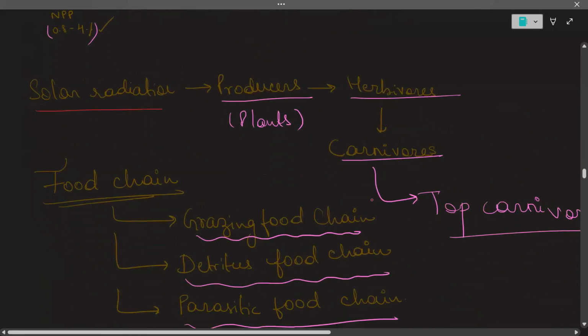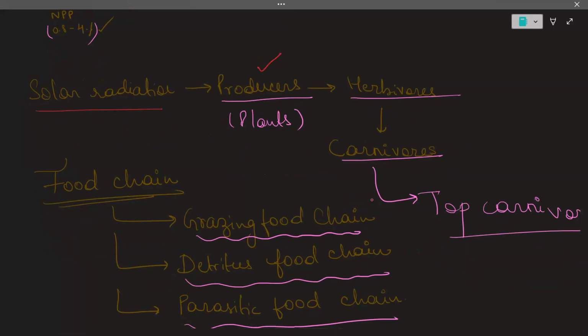So the solar radiation is taken by the producers to make food. The producers are eaten by the herbivores, so this energy gets transferred to the herbivore. From the herbivore, it gets transferred to the carnivore and then to the top carnivore. So this is the energy flow. Clear?